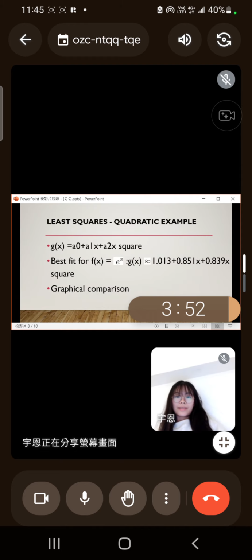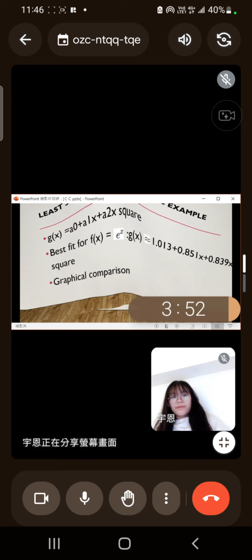And next is the least squares quadratic example. If we follow a quadratic form, the approximation improves. The best fit is then g(x) approximately equals 1.013 plus 0.851x plus 0.839x squared. This shows that increasing the complexity of g(x) gets a closer fit to f(x).